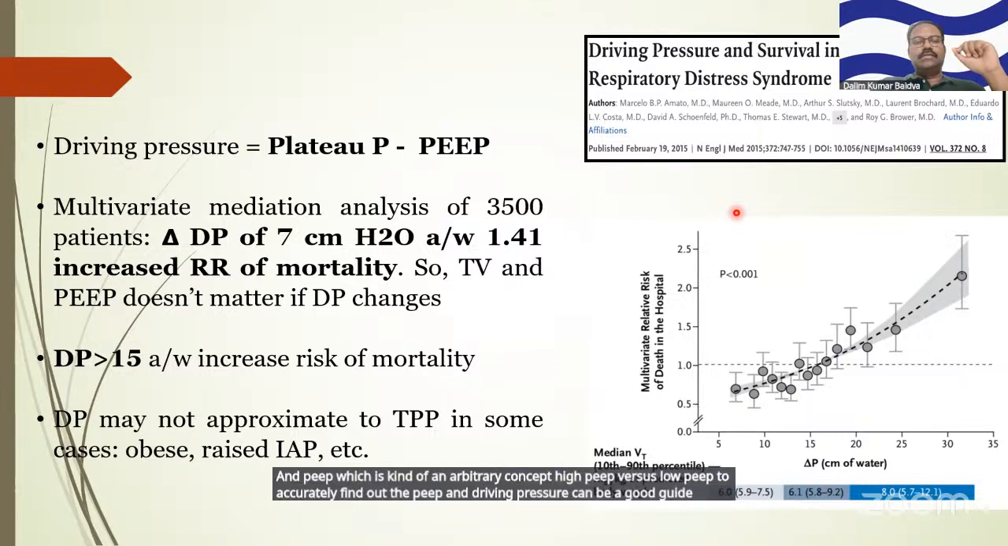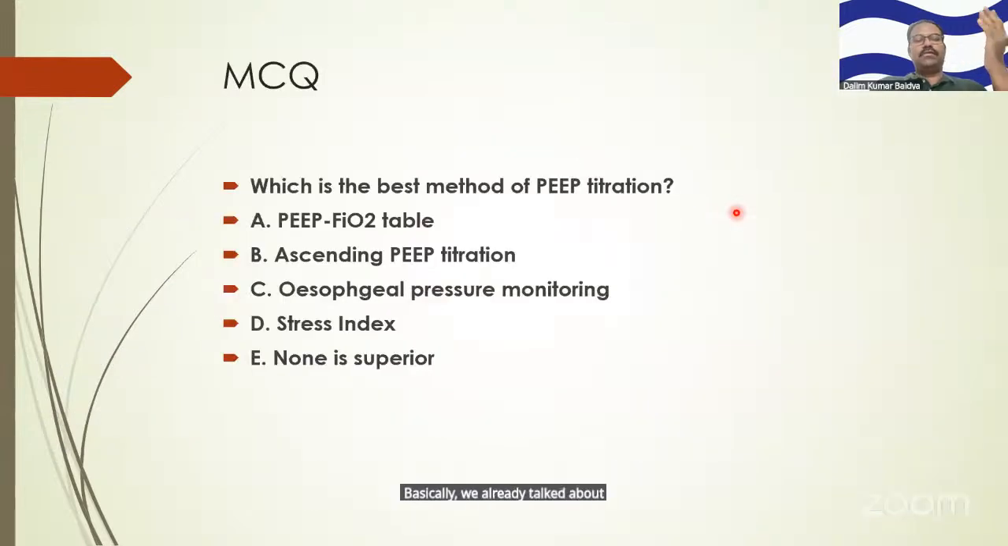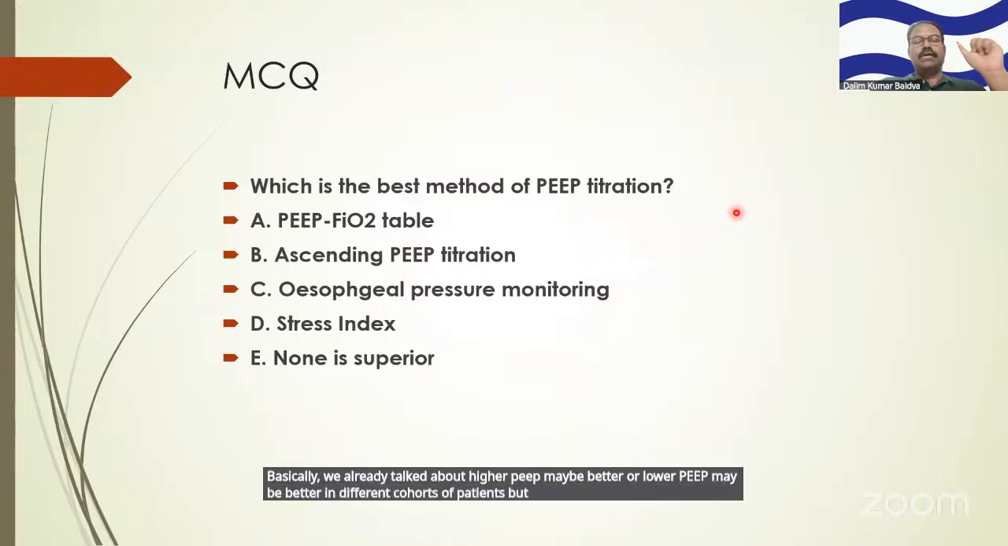So this brings us to our next part of discussion: how to set up a PEEP. We already talked about how higher PEEP may be better or lower PEEP may be better in different cohorts of patients, but how do we exactly decide what the PEEP will be for a given patient in a given condition? So let us start with an MCQ here. Srishti, if you can read out.